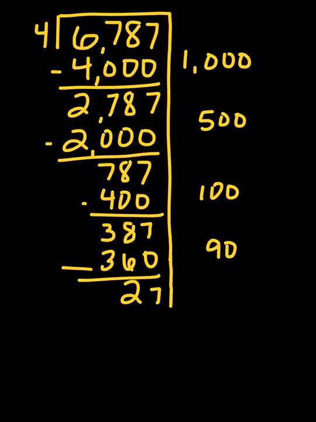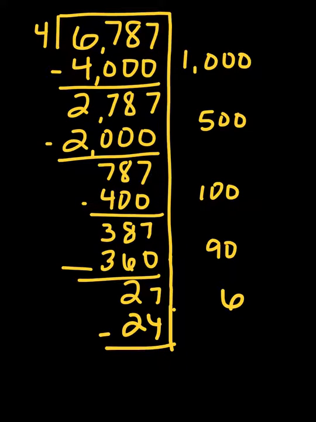So what I need to ask myself, oops, sorry, I need to grab my pen here. What I need to ask myself is what times 4 equals 24? What did I do to get there? Well, I did 4 times 6, and 4 times 6 is 24.